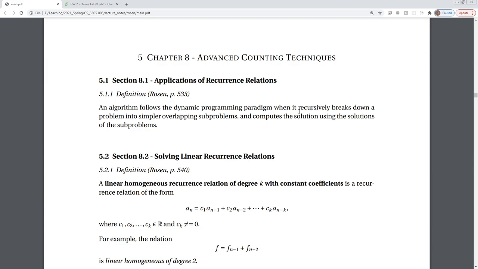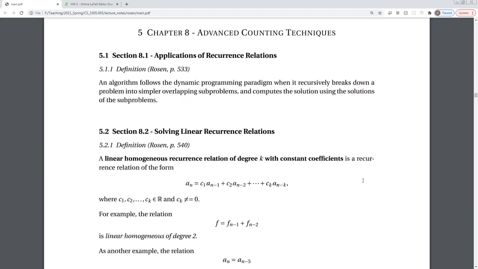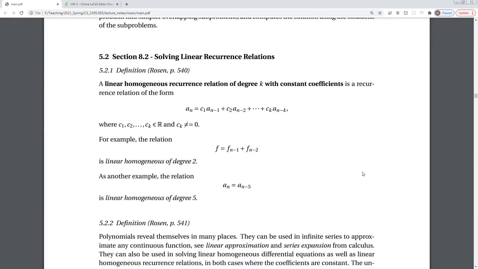And so this is just saying dynamic programming, it recursively breaks it down, and so on. But we're going to build the techniques, and we're going to build up to the master theorem, which tells us essentially the runtime for our recursive algorithms. But we have a little bit of work to do before we get there.